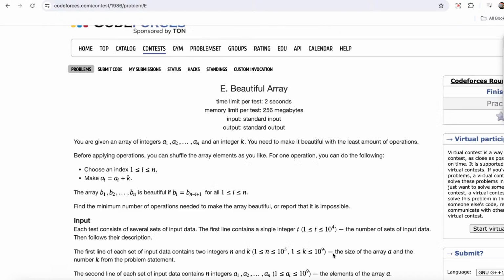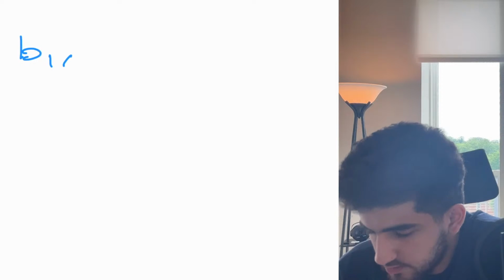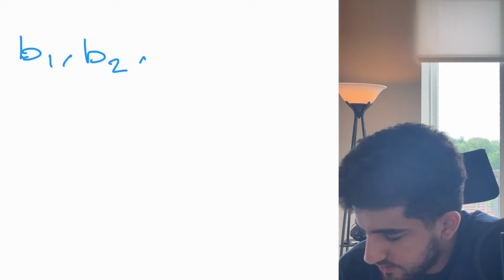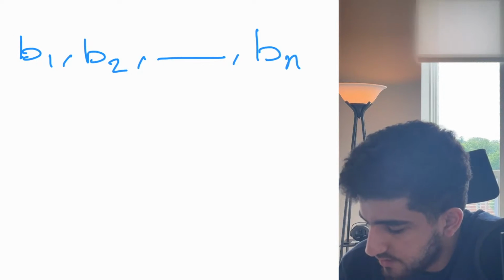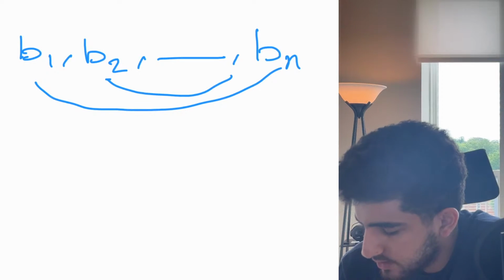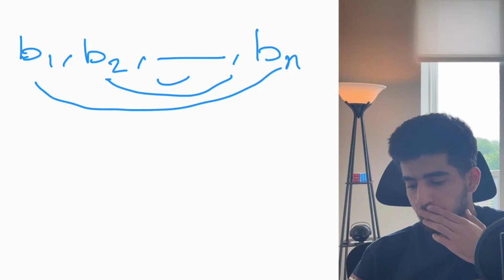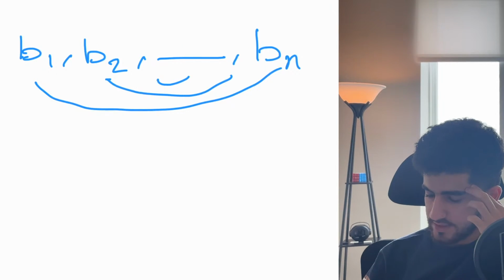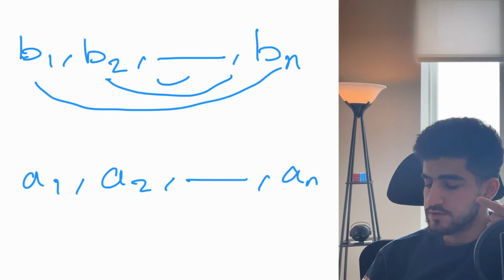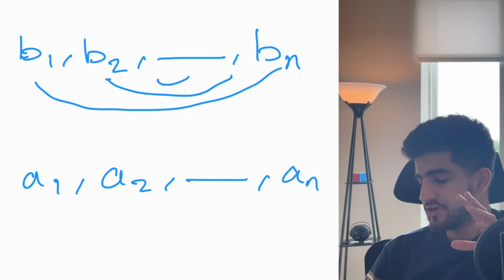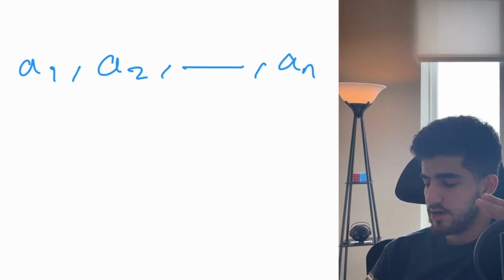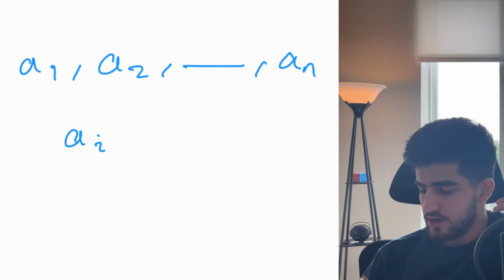Okay, so we have this array b1, b2 to bn, which is beautiful if it is a palindrome, if the first number is equal to the last number and so on. You are given an array a1 to an, and each time you can choose one of the elements and increase it by k. You can choose some i and increase a of i by k.